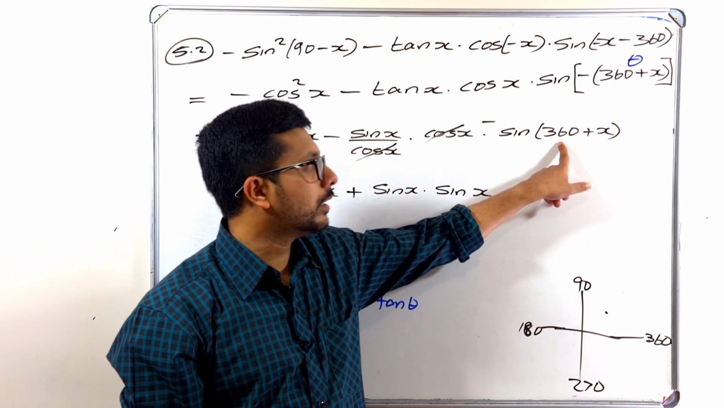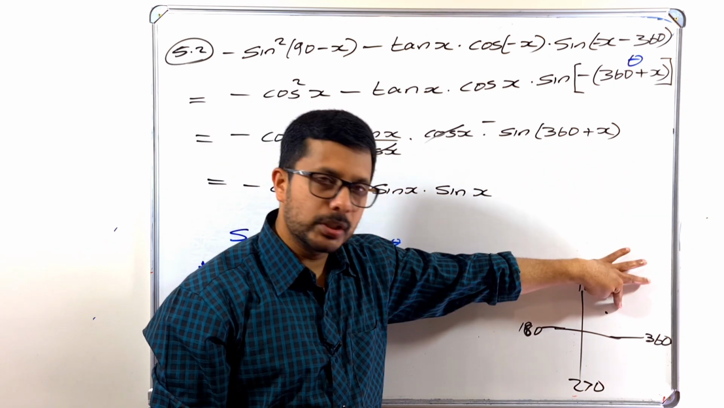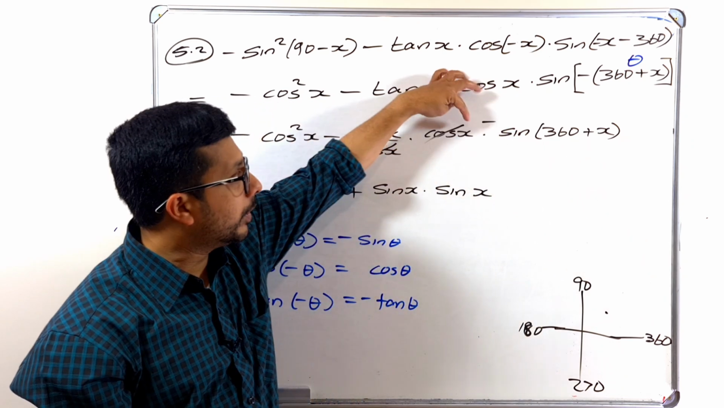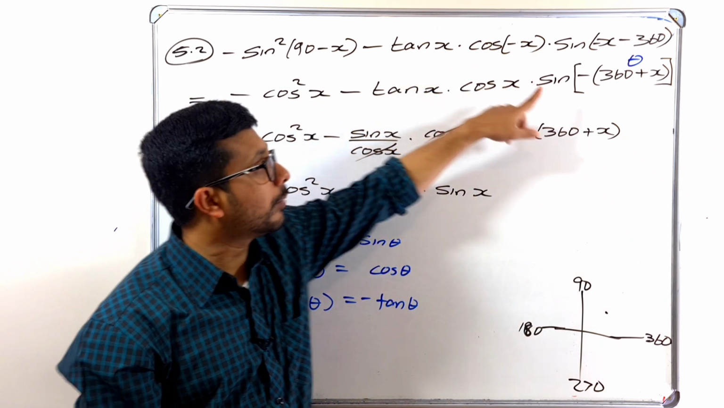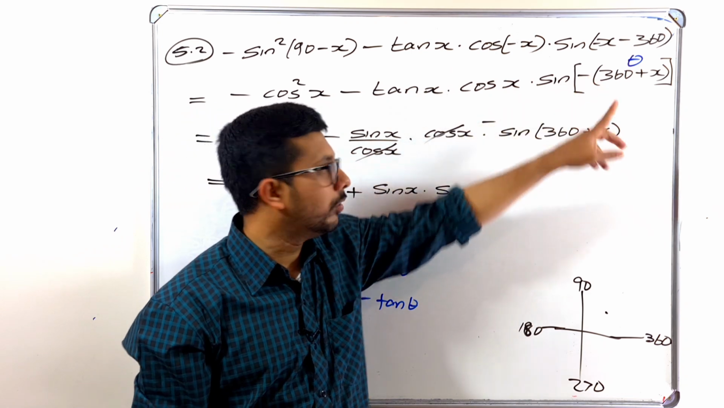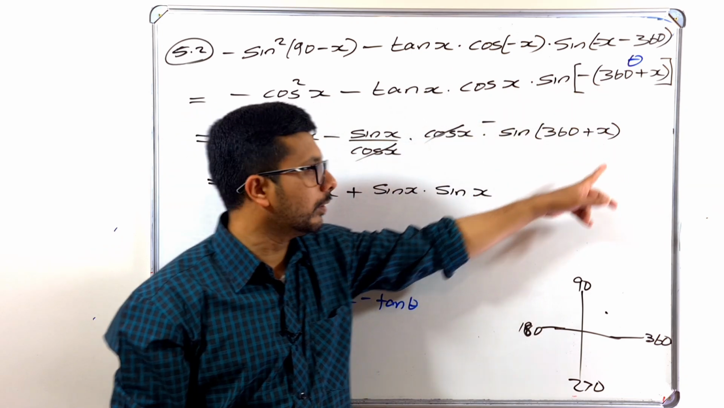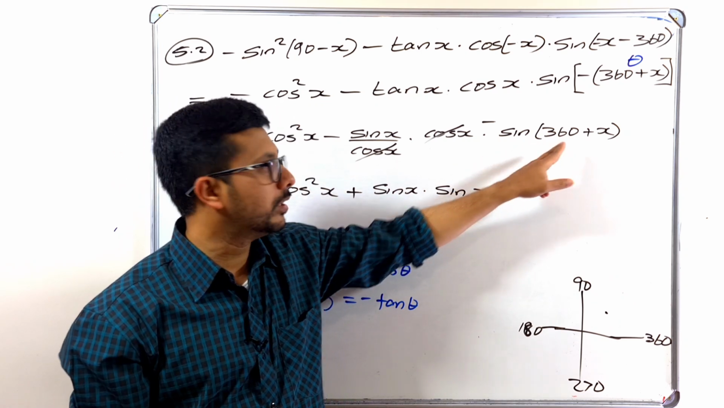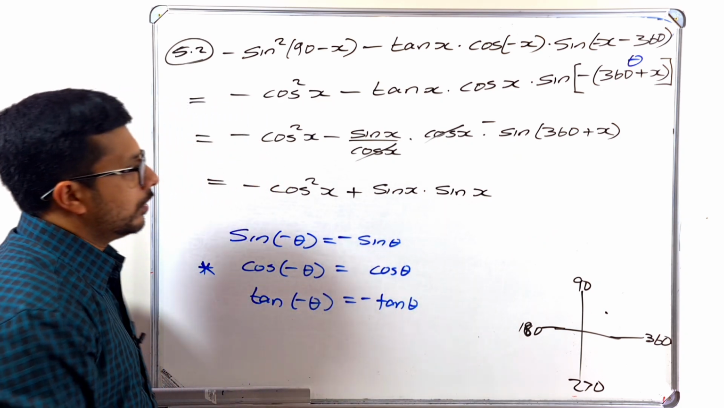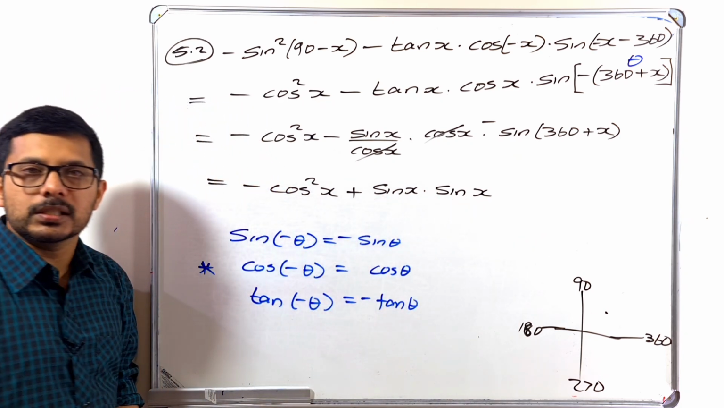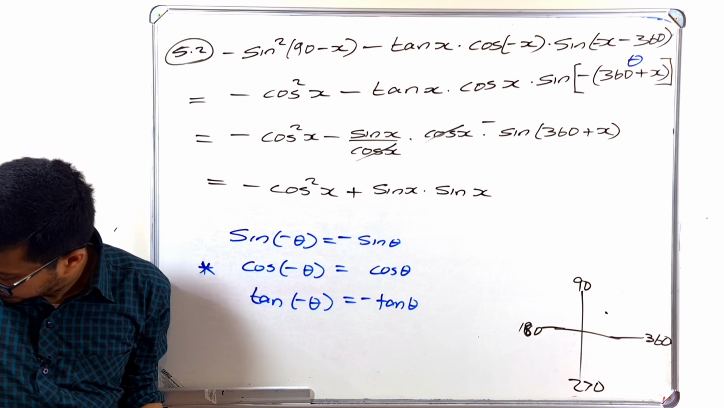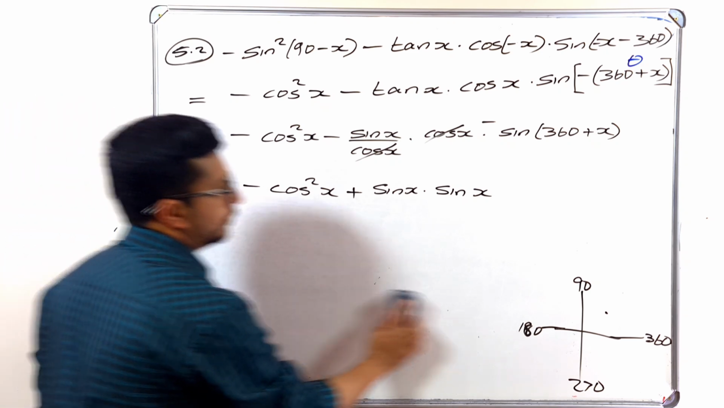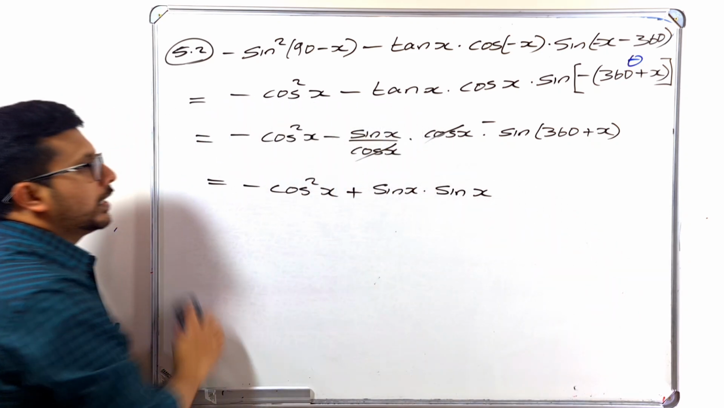So listen once more. 360 plus x is in which quadrant? First quadrant. In the first quadrant, all are positive, so sine is also positive. Don't be confused with this minus. This minus is coming from the previous step, not from applying this 360. Then no change, because if it is 360, there is no change in the trigonometric ratio, so it is sine x. Now look at these steps. Sine x into sine x is sine square x. So, next step, what is the next step?